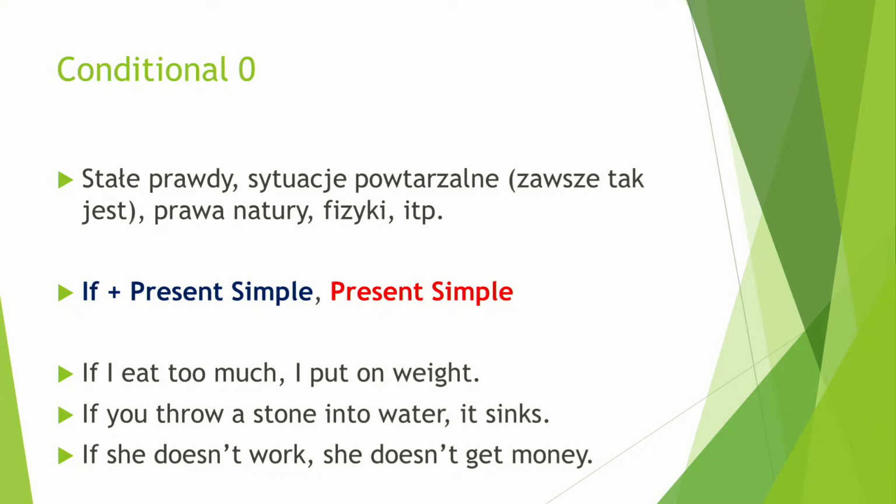Look at the examples. If I eat too much, I put on weight. Always. Okay? It's a constant thing. It always happens in this way. So if somebody says a sentence like this in zero conditional, it means that it's always the same. It always happens in this way. If I eat too much, I put on weight.